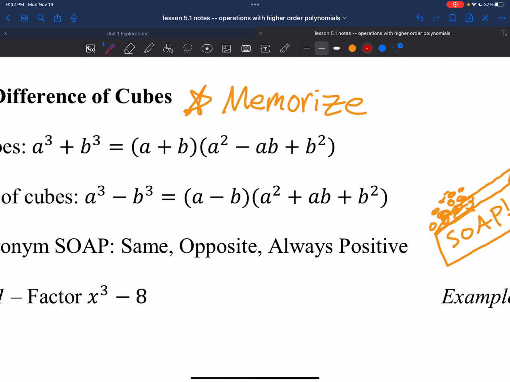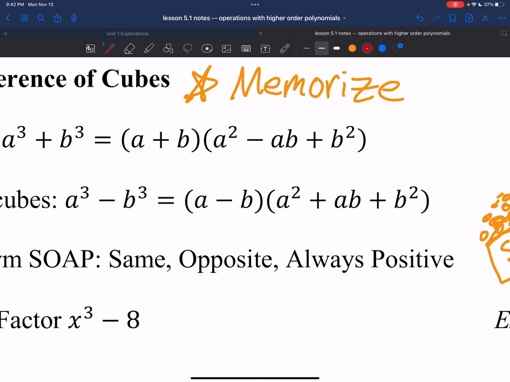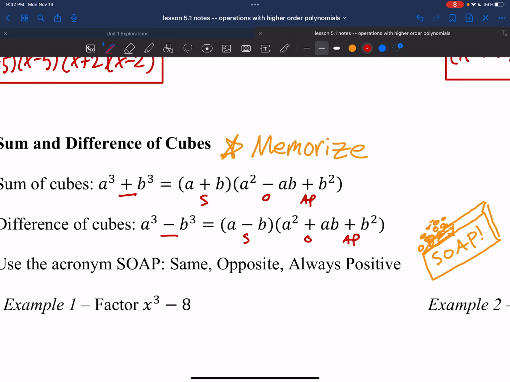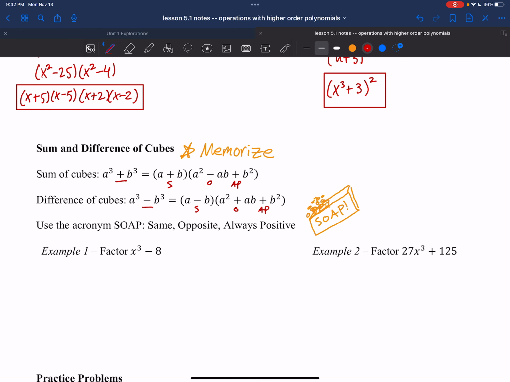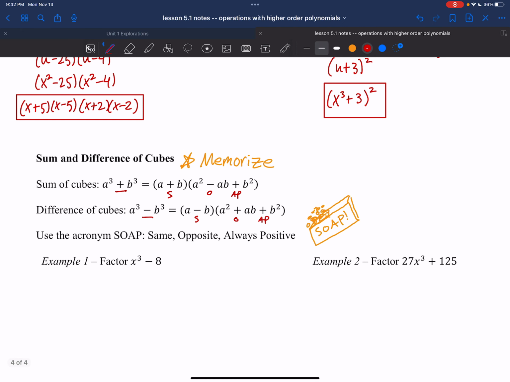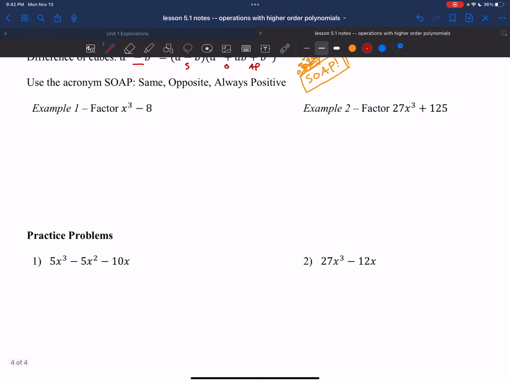So if you want to put that here, look at the sign. It's the same, opposite, always positive. Okay, I've always remembered SOAP. I love SOAP. It's a great little acronym. Okay, just pay attention to the signs.